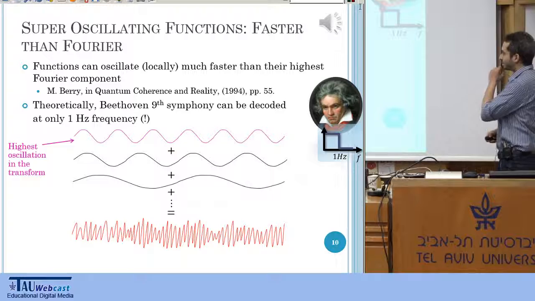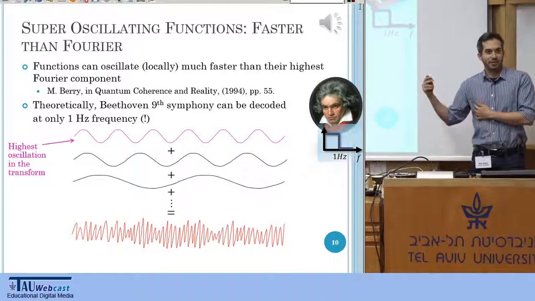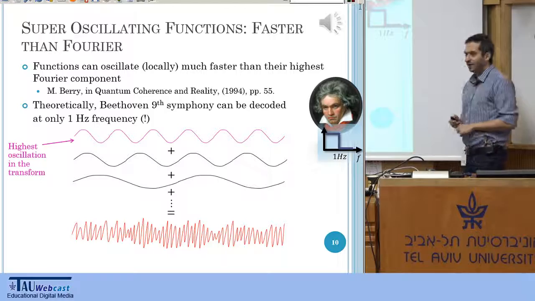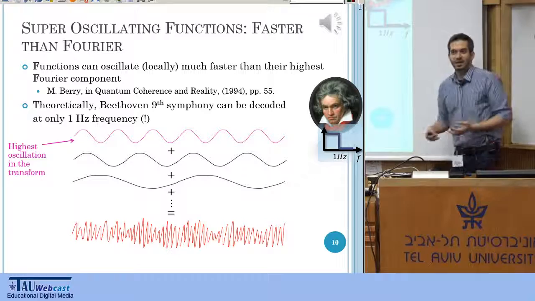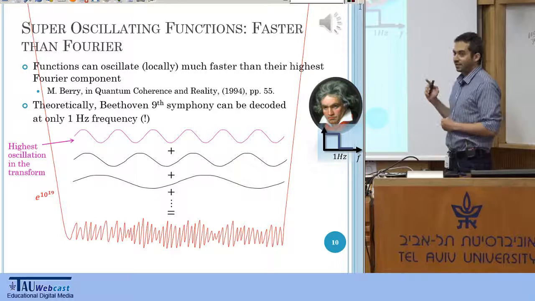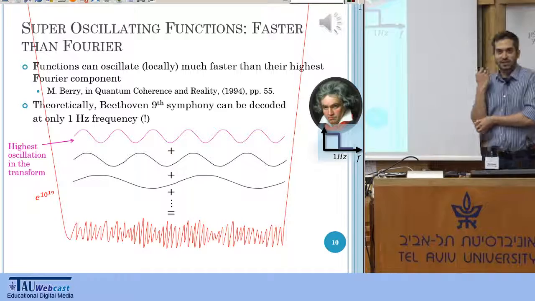Of course, there is a catch, right? Because this is very unintuitive, and you can immediately ask, where did the frequencies go? So the catch is this. If we look at the values before Beethoven's Ninth Symphony and after it, you get very high values in this function. And by very high, Berry actually calculated this, and he got to the number of e to the power of 10 to the power of 19. So this is a very, very large number and practically impossible to realize in the lab.